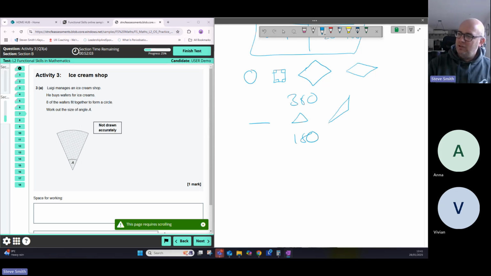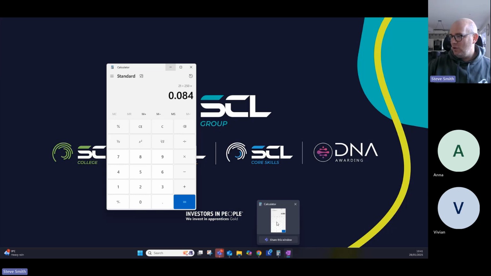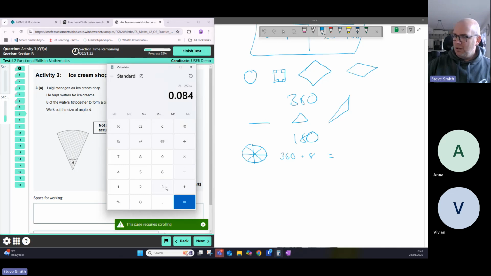So we've got ourselves a wafer, but if we get 8 wafers like it says, it's saying that that's the size of the angle. So 360 divided by 8 equals, well, 360 divided by 9 is 40, so 360 divided by 8, is that 45? Let's have a look. 360 divided by 8 equals 45.